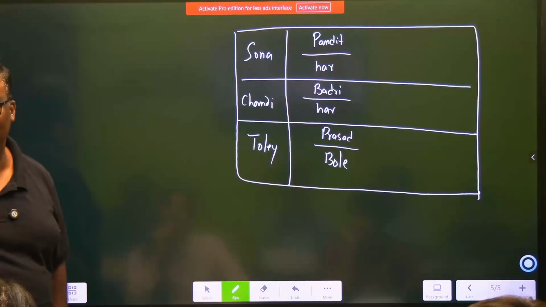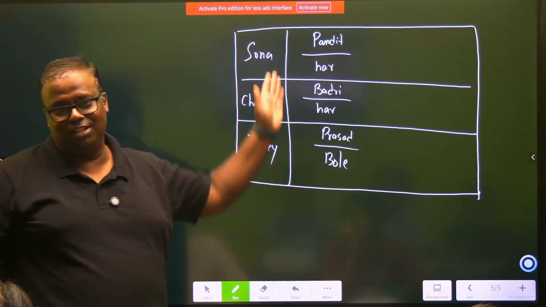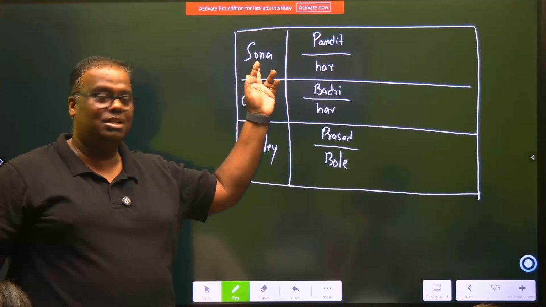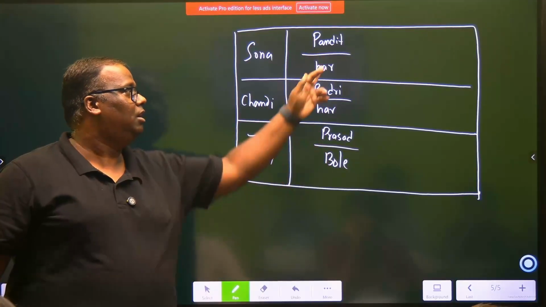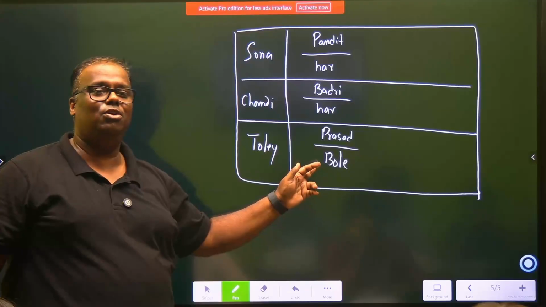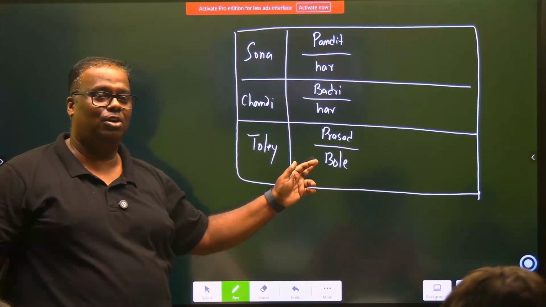This used to be in a Hindi school. Our Hindi teacher used to explain to us like this. Pandit, understand? Sine is perpendicular by hypotenuse. Pandit Badri Prasad har har bole. You can ask many of your parents who have studied in Hindi medium, or grandfather.